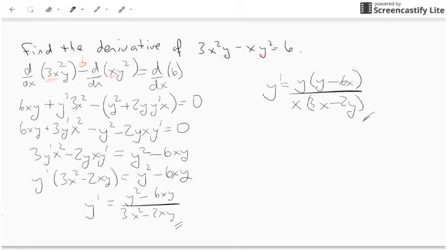But there we go. That's how we use implicit differentiation to take the derivative of a function where it's not easy to solve for y, the dependent variable. Okay, and notice that y primed is in terms of both x and y. And that will often be the case when you're having to take the derivative implicitly.